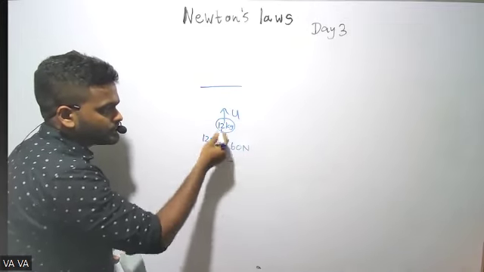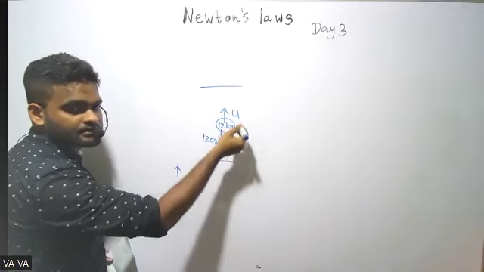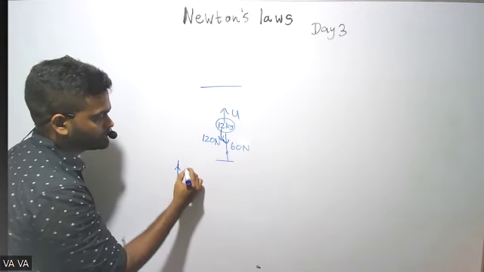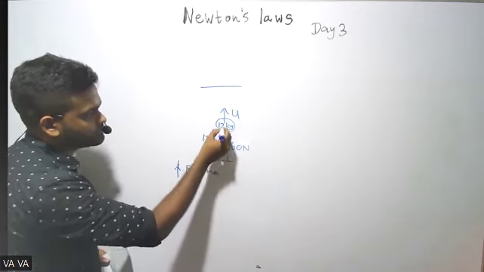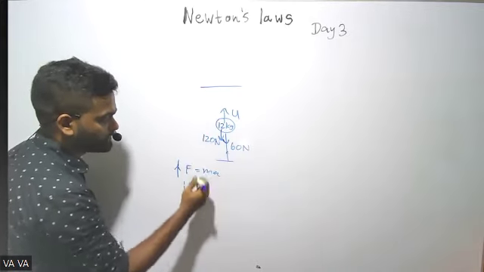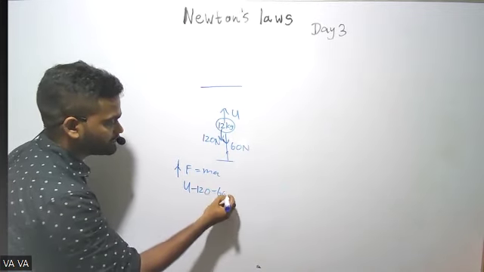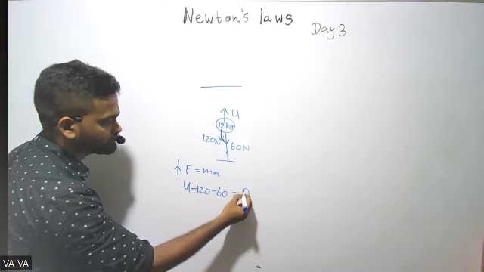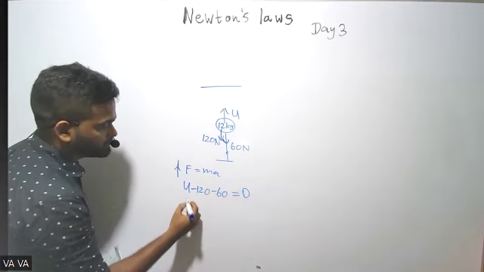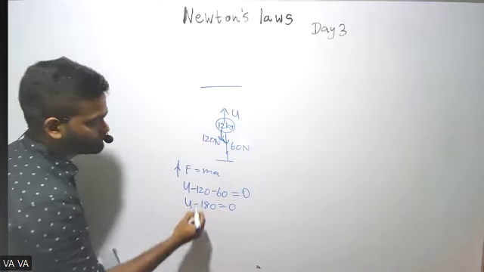Now you just have to apply F equals ma to this case. This is before cutting the string. So upwards, what are the forces? U is upwards, so it is positive. 120 downwards, it is negative. 60 is downwards, it is negative. Equals, it is not moving, so it is 0. It is not accelerating, right? So from this one you can find upthrust, U.